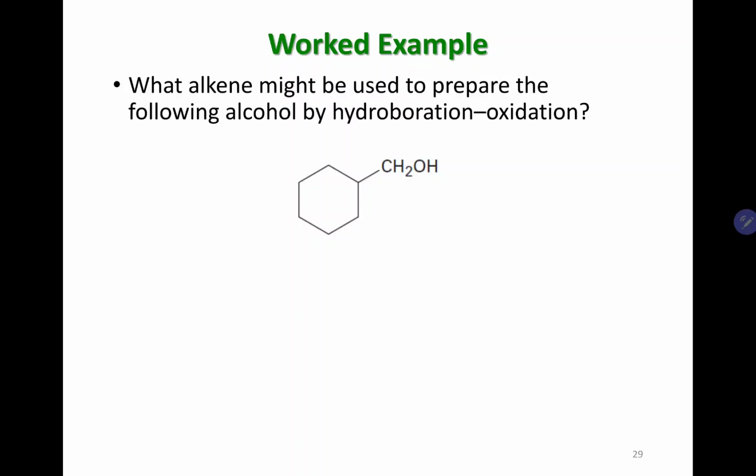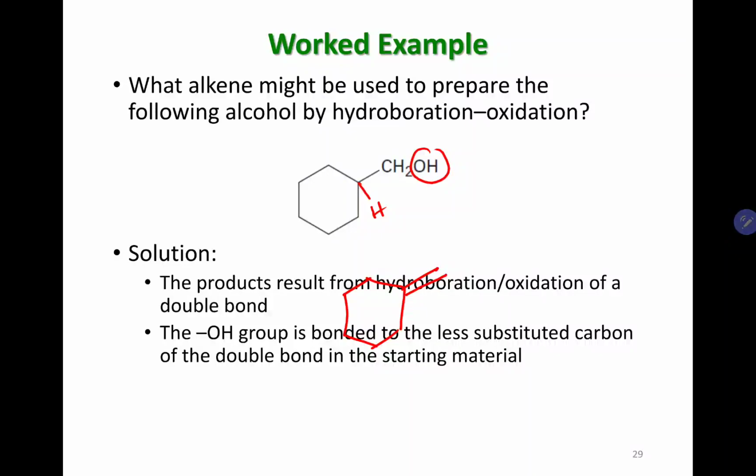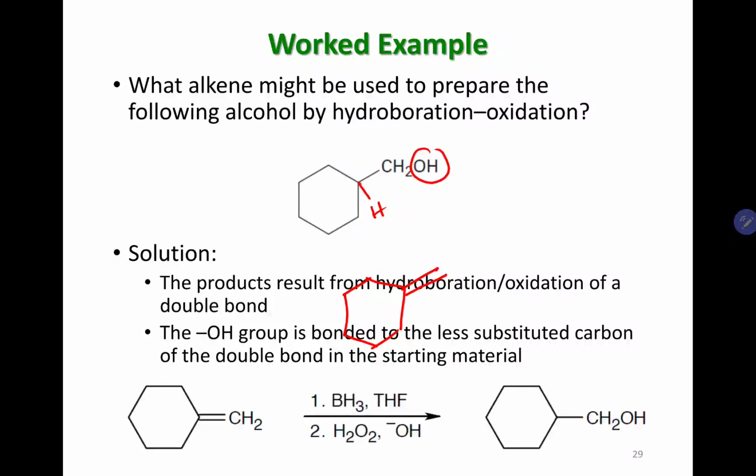All right, so in this worked example, they're asking us to come up with the alkene that might be used to prepare the following alcohol using hydroboration. Okay, so basically in hydroboration, the rich carbon gets the OH and the poor carbon gets the hydrogen. So this is very straightforward. This is the alkene that you should use, and these are the reagents, of course. All right.